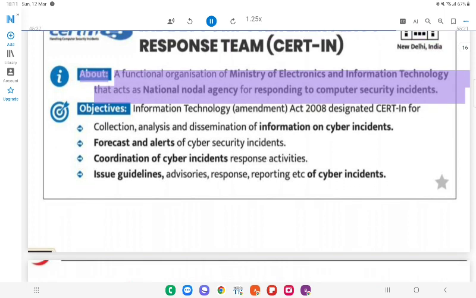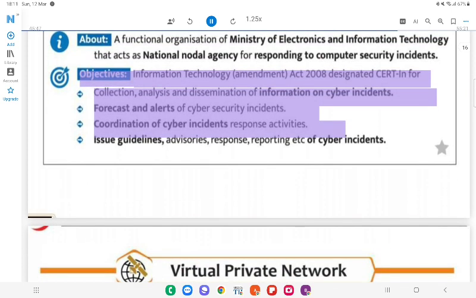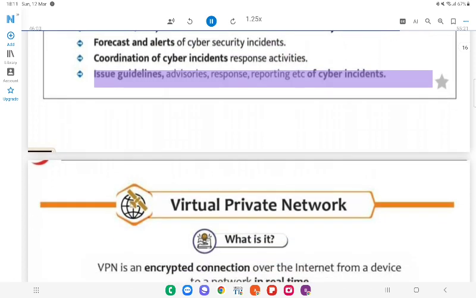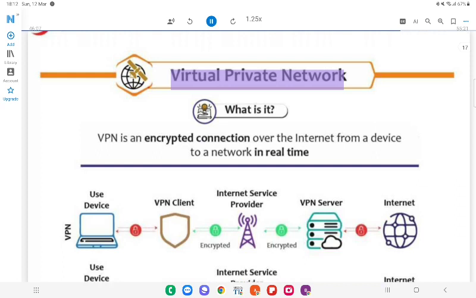A functional organization of the Ministry of Electronics and Information Technology, it acts as the national nodal agency for responding to computer security incidents. The Information Technology Amendment Act 2008 designated CERT-In for the objectives of collection, analysis and dissemination of information on cyber incidents; forecast and alerts of cyber security incidents; coordination of cyber incident response activities; and issuing guidelines, advisories, response and reporting of cyber incidents.